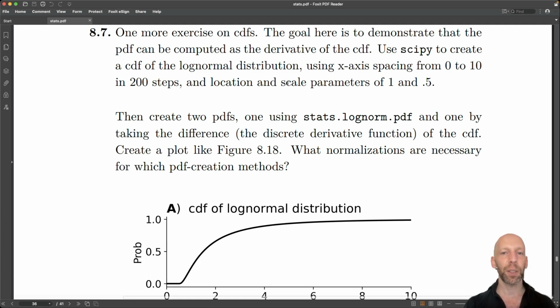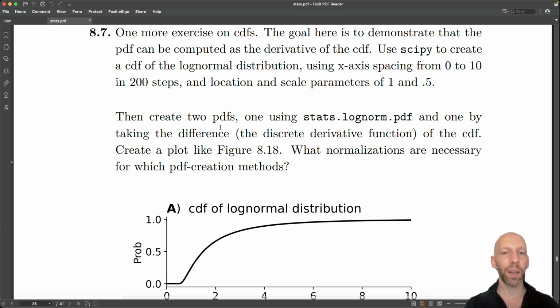Now, a log normal distribution takes two parameters, the location and scale, and you can use values of 1 and 0.5. Actually, you can use whatever values you want, but if you use these two values, then you will reproduce exactly this figure that you see down here. But as always, I encourage you to explore different parameters if you like.